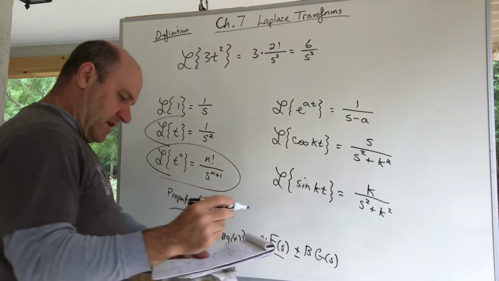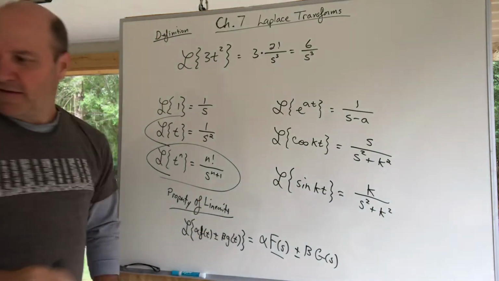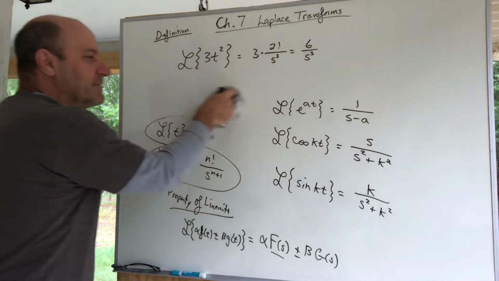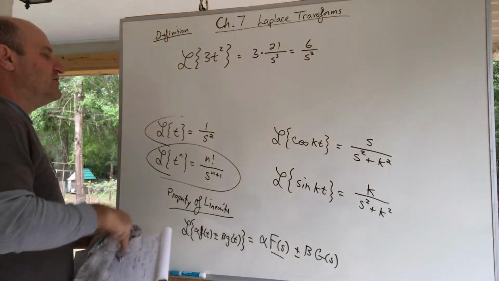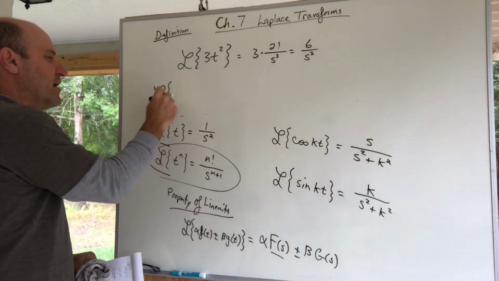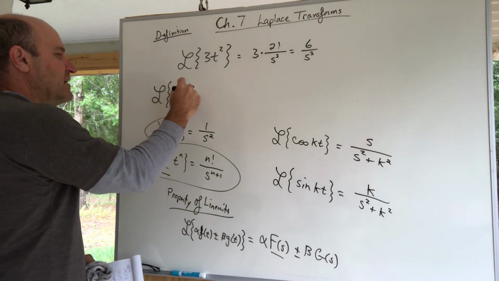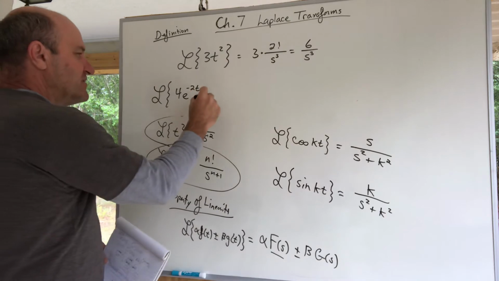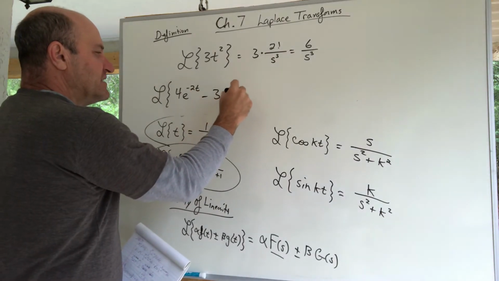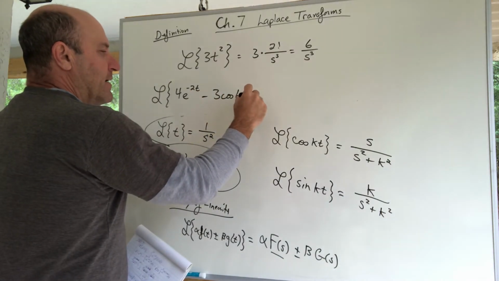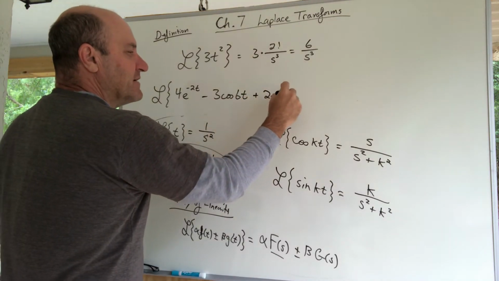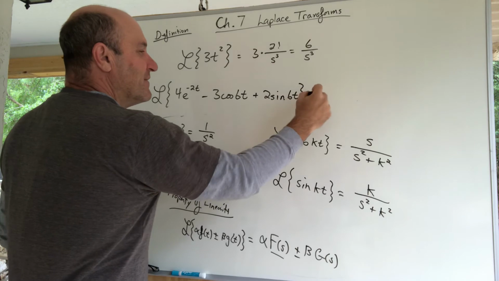Let's try another one. I'm going to get rid of some of this here. Let's try the Laplace transform of 4e to the negative 2t minus 3 cosine 6t plus 2 sine 6t. All right, here we go.